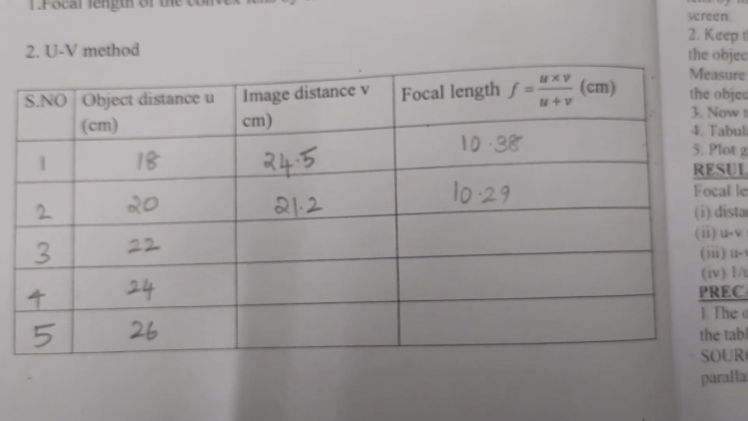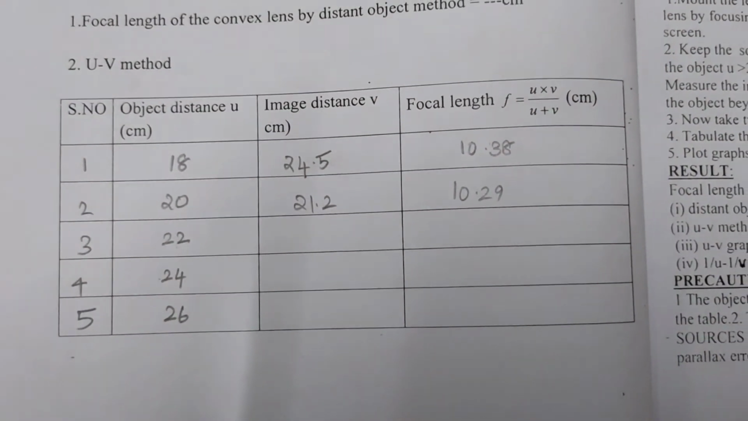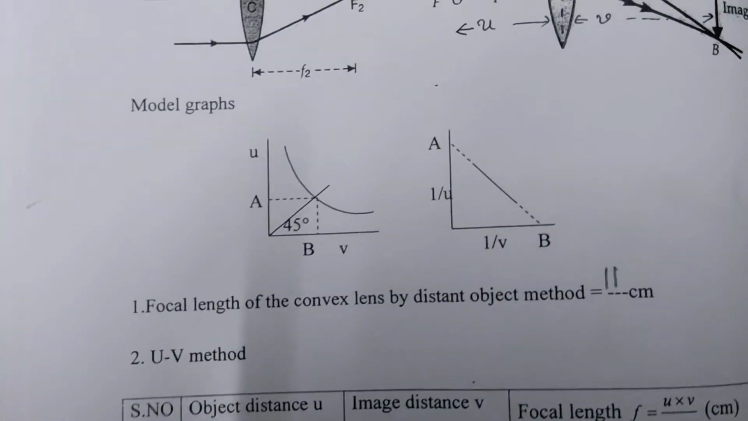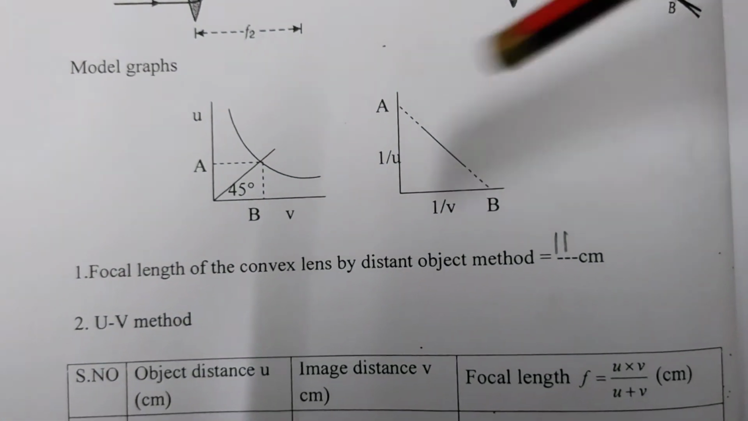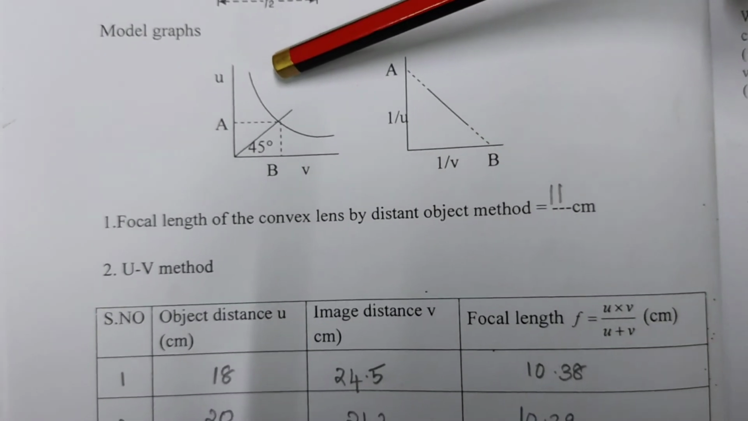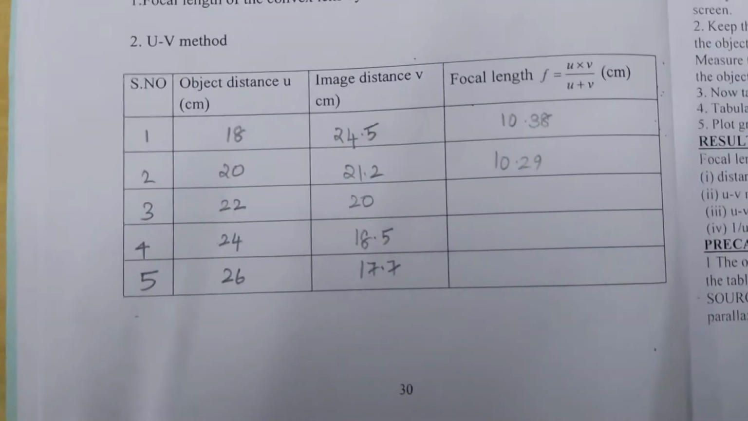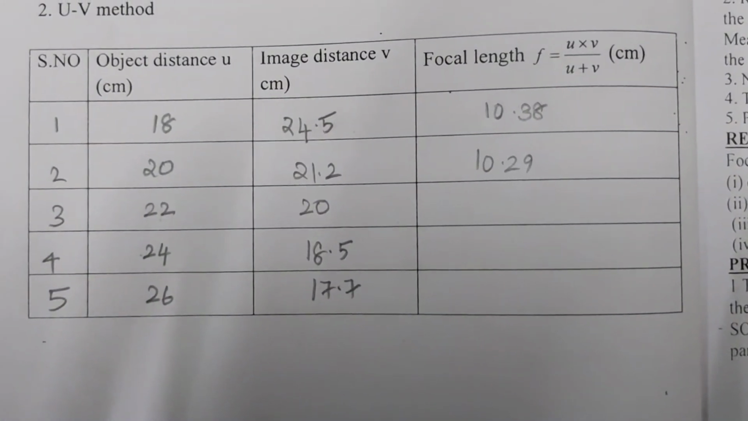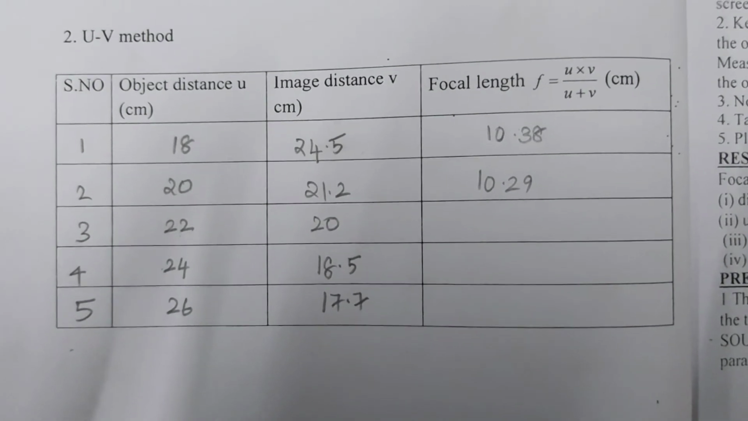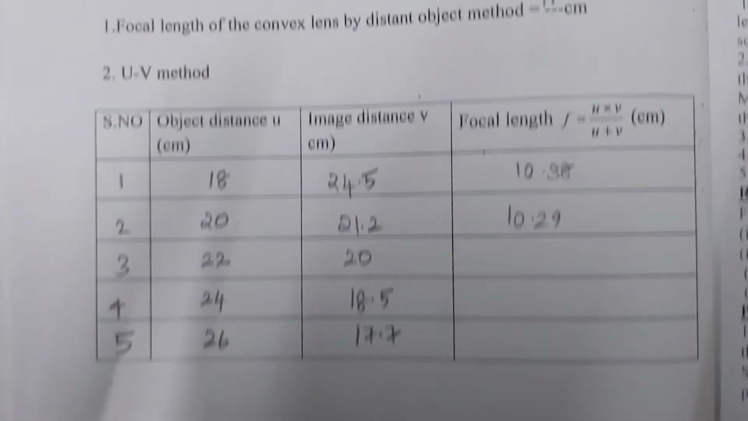Thus we continue our further 3 trials, and we will record our observation. We will find out the focal length, and we will plot a UV graph. From the UV graph, we will calculate the focal length. These are the 3 more readings that we have taken. It is up to you to do the calculation for focal length and plot the graph.